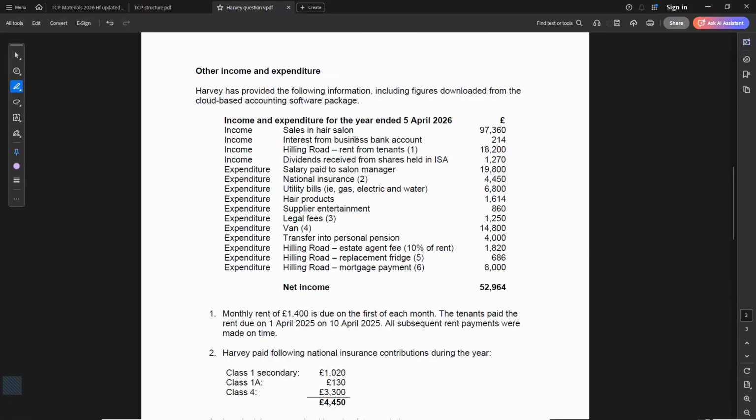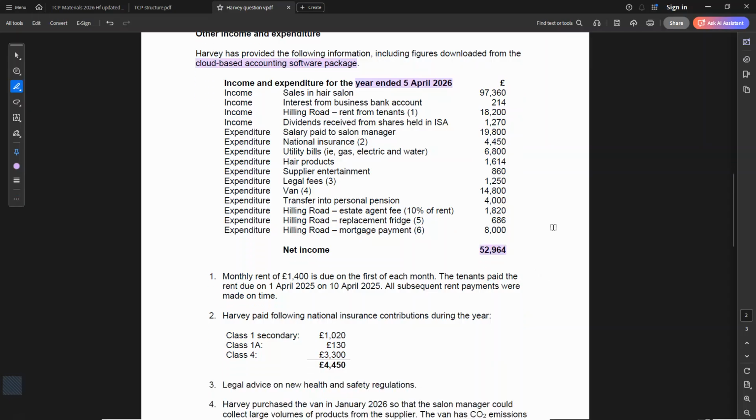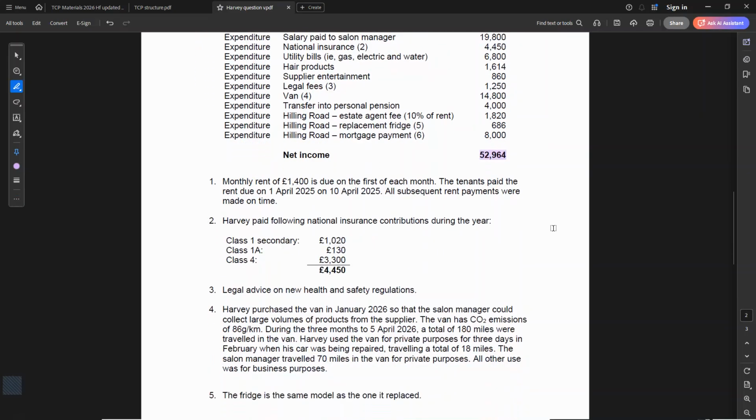So other income and expenditure. Harvey has provided the following information, including figures downloaded from the cloud-based accounting software package. Income and expenditure for the year ended 5th of April 26, which is the year we're looking at, giving details of income and expenditure coming down to the net income of £52,964. And then we've got some notes regarding various pieces of income and expenditure.